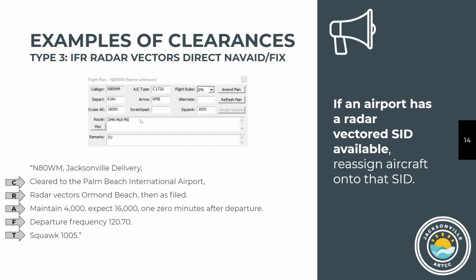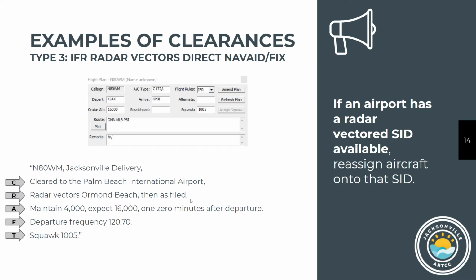So this person, there is no SID for Jacksonville. Well, there is, but we're going to ignore it for the time being. We'll say we're not going to assign a SID here, for the purpose of the example. So November 80 Whiskey Mike, Jacksonville delivery, cleared to the Palm Beach International Airport, radar vectors Ormond Beach. That's how they're going to get there. Not direct Ormond Beach, radar vectors.